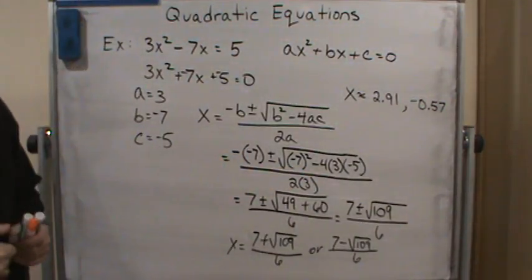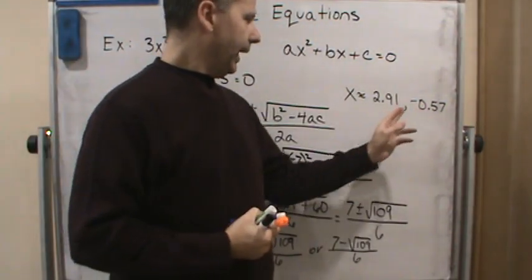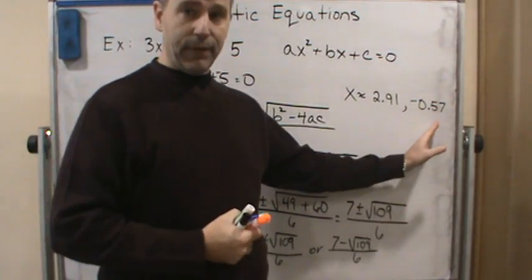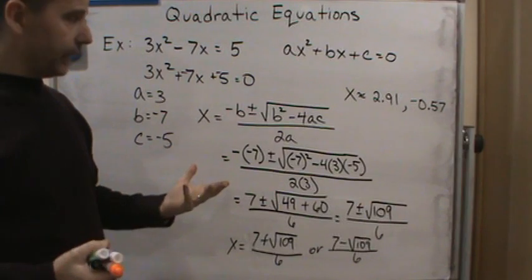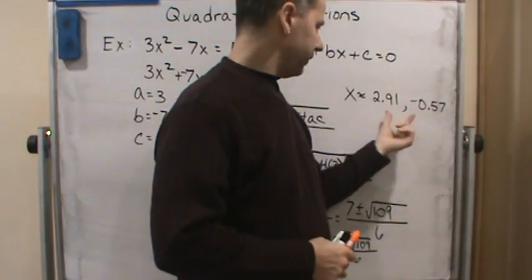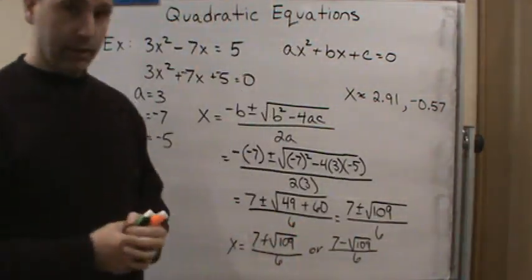Now again, you could put this in your calculator, and because these are approximate values, you're not going to get exactly 0, but you should get close, okay? But these are the answers.